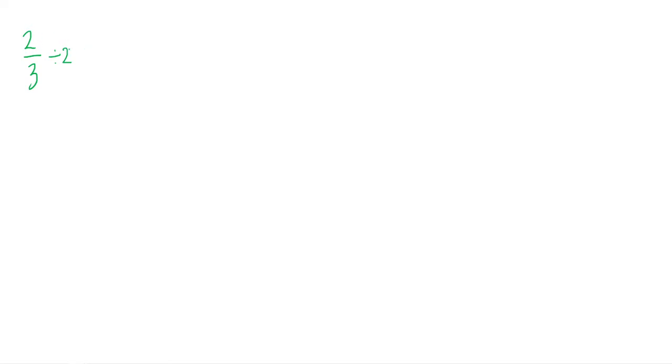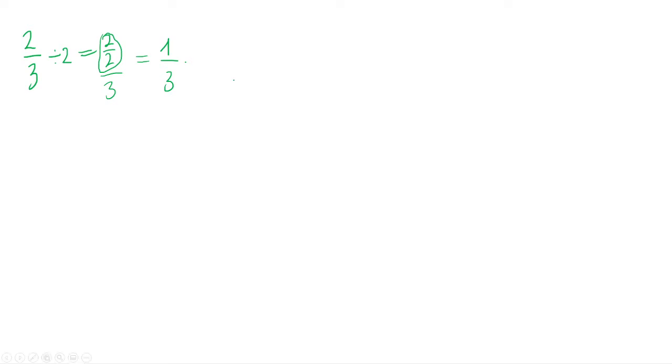numerator of the fraction by the integer that we want to divide the fraction with. So in that case, we simply say 2 divided by 2 divided by 3. And well, 2 divided by 2 is just equal to 1. And we just leave the denominator alone. So we end up with 1 divided by 3. Okay, that was the first example.